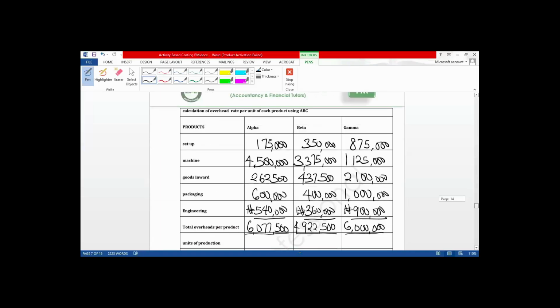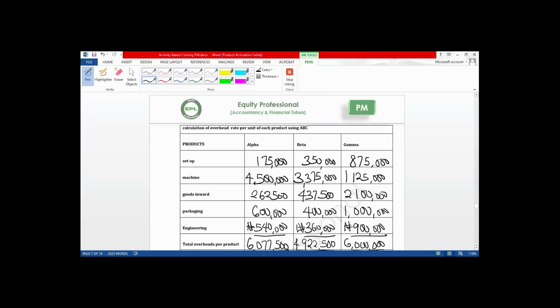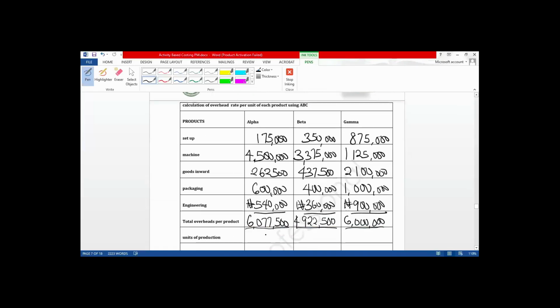We have allocated 6 million 077,500 to Alpha. Total overhead to Alpha. For Beta, we have allocated 4 million 922,500. For Gamma, we have allocated 6 million. This allocation is done using the activities.